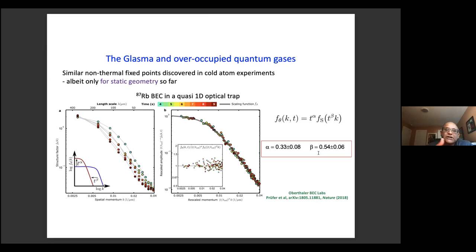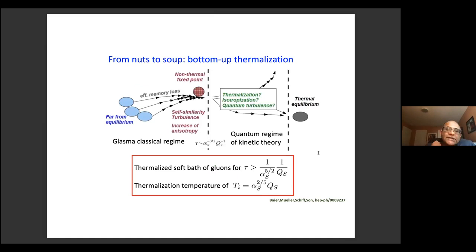looked at so far. So the picture that emerges of thermalization in heavy ion collisions is that you start from some very far from equilibrium, highly occupied system of gluons, and the system flows to a non-thermal fixed point, which is characterized by these universal scaling exponents, which are identical, as I mentioned, to that of these cold atomic gases. But the system is still far from equilibrium.